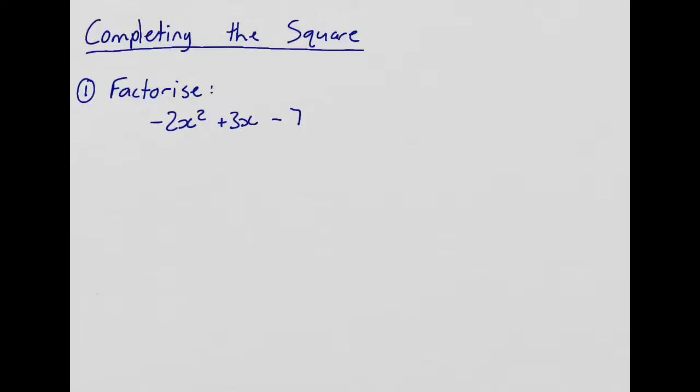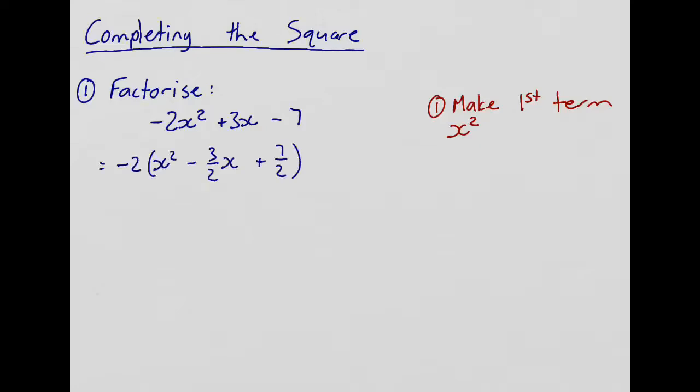The first rule of completing the square is to make the first term x squared. So we have to factorize the negative 2 out of this expression so that we can go on to the next step. If we take out the negative 2, we're left with x squared minus 3 over 2x plus 7 over 2. If you quickly check in your head by multiplying the negative 2 in, you'll get the original expression.